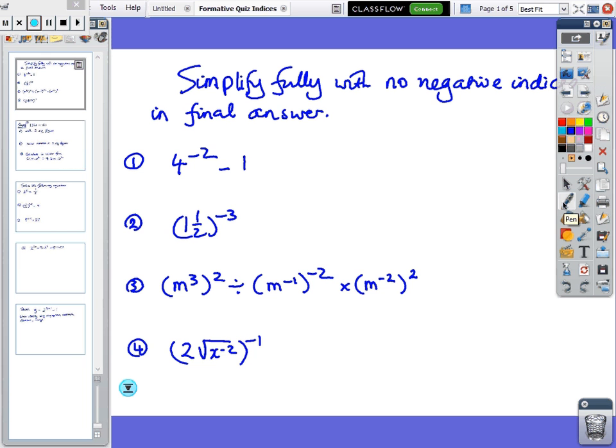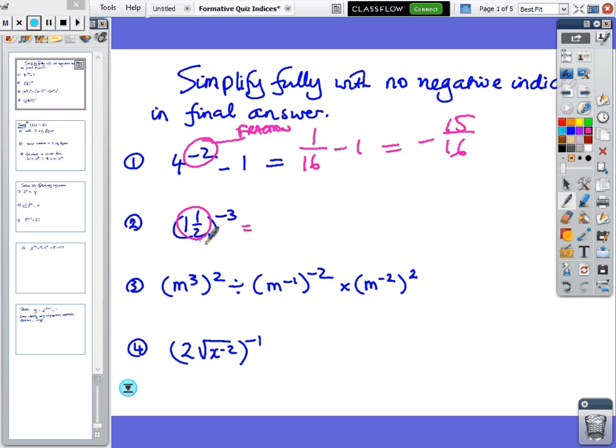Okay, so first one, we've got a negative indice. I'll change colour, make it a bit better. So I've got 1 over 16 minus 1, so the answer is minus 15 sixteenths. Don't forget, a negative indice is a fraction. It's not a negative number.